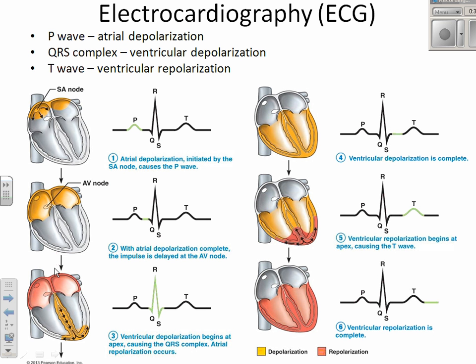So now the red is denoted as repolarization, but you still have the yellow showing depolarization. And so the ventricles are depolarizing at this point. It actually begins at the apex and causes what we see here, the QRS complex. All right. Now, ventricular depolarization is complete. We see another flat line. Y'all see that? Did you have a question?